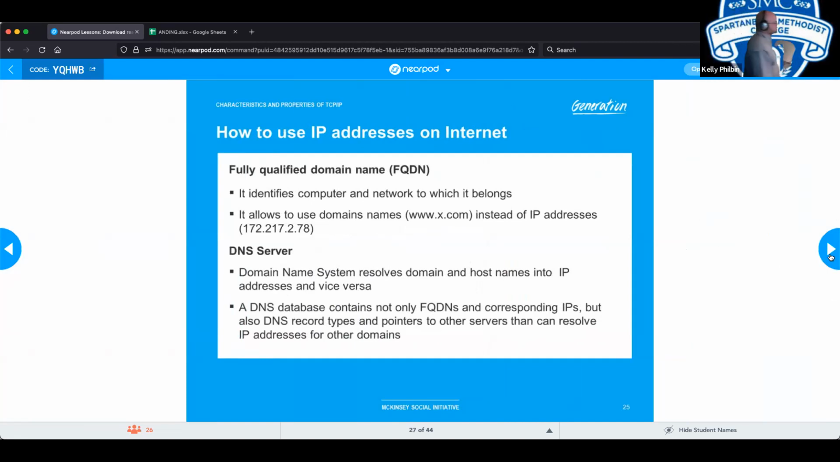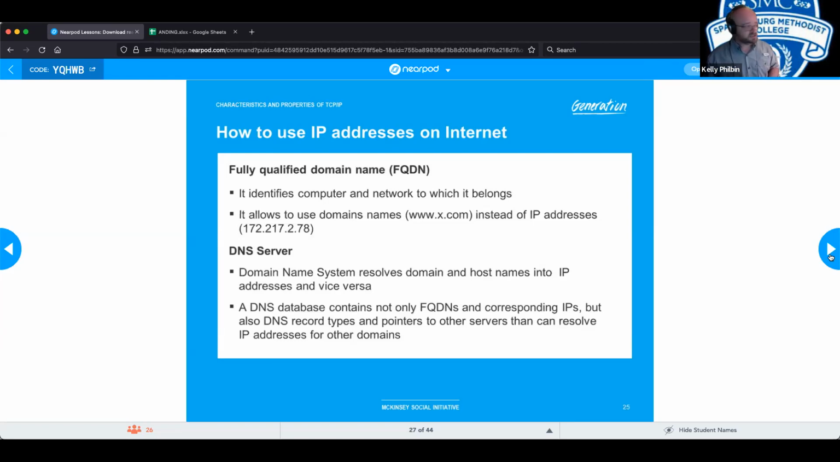All right, so how to use IP addresses on the internet. We typically type in what is considered an FQDN, or fully qualified domain name, and that identifies the computer and the network to which it belongs. It allows domain names like www.x.com instead of typing in IP addresses. The internet would be much more unnavigable if we had to type in the IP address to every single computer we wanted to communicate with, rather than typing in the specific web address that is easy for us to remember.